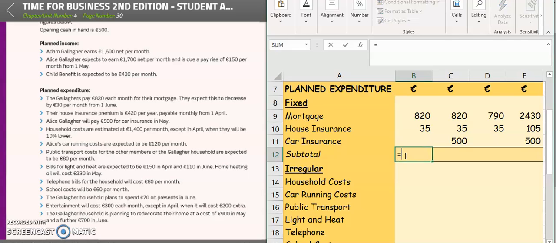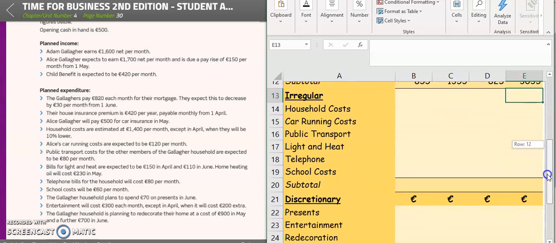So we add them up. We're going to add up 820 plus 35, so 855. Then you're going to add up 820 plus 35 plus 500. That's going to give you 1,355. Then you're going to add up 790 plus 35, which gives you 825. And you're going to add up 2,430 plus 105 plus 500. And that's your subtotal then for your fixed.